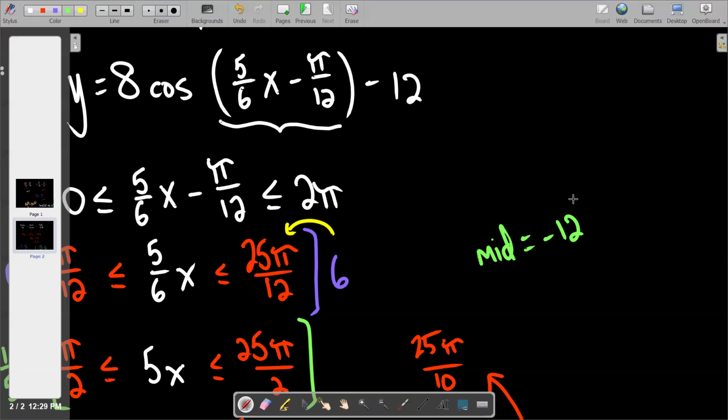What's the amplitude? 8. The amplitude's 8, and so that means I've got to go up 8 from the midline and down 8 from the midline to find my max and my min. So where's my max going to be? -4, right? And then the min is if we drop down 8 units from the midline. If we drop down from -12 down 8, our min's at -20. There's that 20 for you, Bryn. So anyways, those 3 numbers are the foundation.